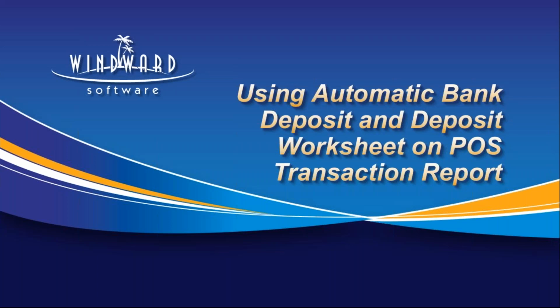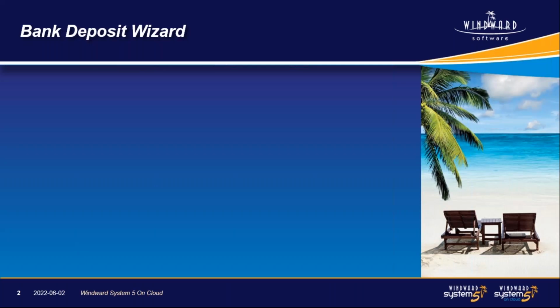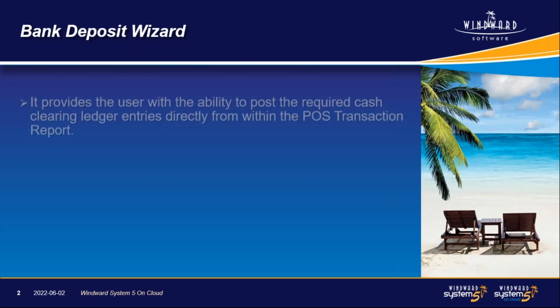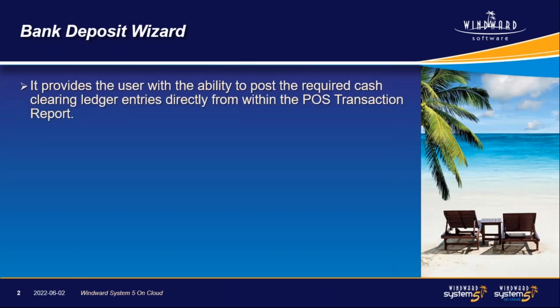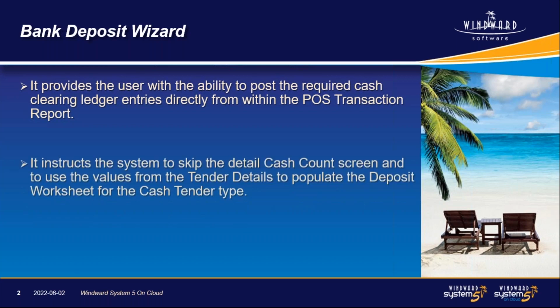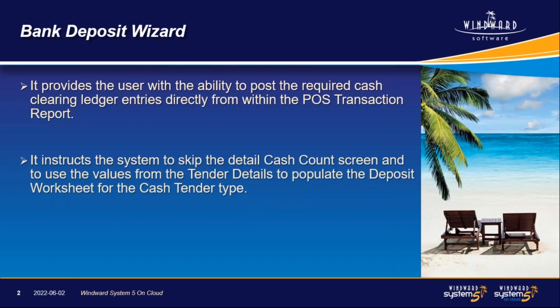So first, let's talk about the Bank Deposit Wizard. The Bank Deposit Wizard is an option in the point of sale transaction report that provides the user with the ability to post the required cash clearing ledger entries directly from within the point of sale transaction report. It instructs the system to skip the detailed cash count screen and to use the values from the tender details to populate the deposit worksheet for the cash tender type.